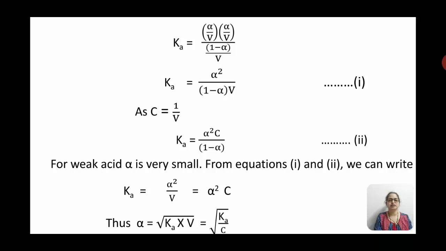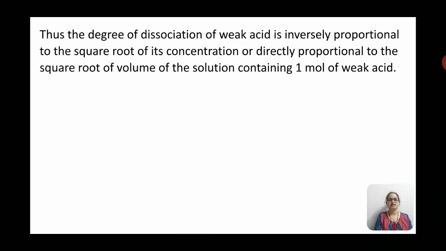Thus alpha is equal to under root of KaV or under root of Ka upon C. Thus, the degree of dissociation of weak acid is inversely proportional to the square root of its concentration or directly proportional to the square root of volume of the solution containing 1 mole of weak acid.